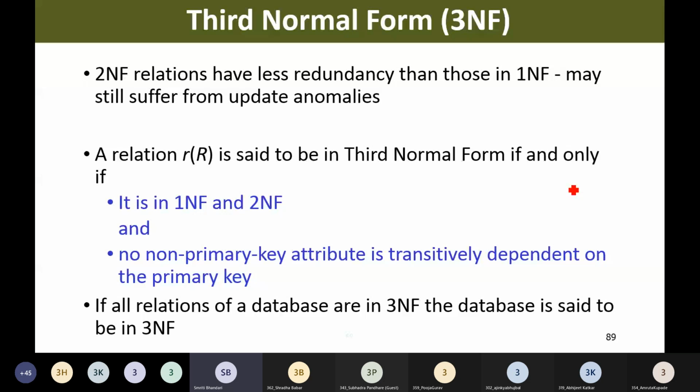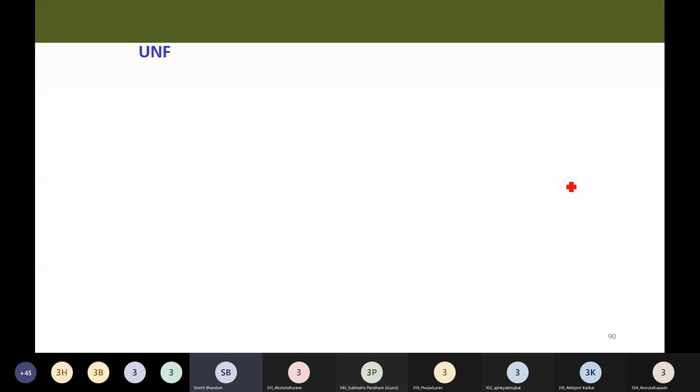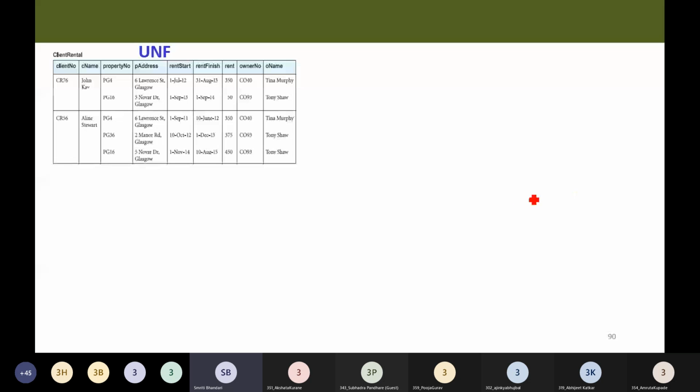Fine. So, with this definition of 3NF, now let us see our running example. We have the client-rental relation in unnormalized form that we have seen. This is our original relation which is in unnormalized form. Right? What do we mean by unnormalized form? There is no normal form in this relation. This is not even in 1NF.